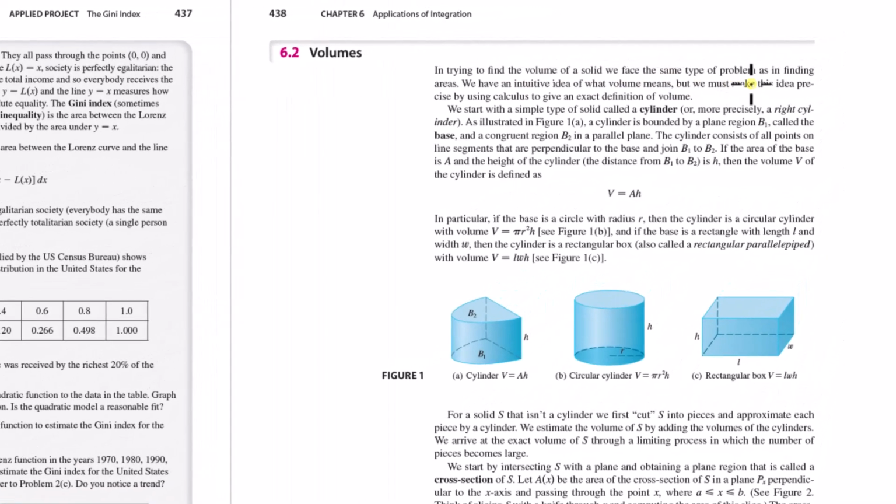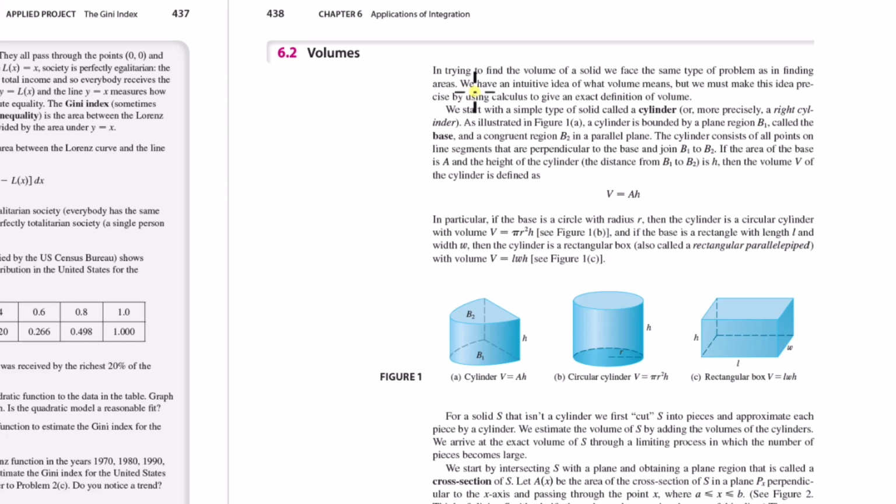All right, so it says, in trying to find the volume of a solid, we face the same type of problem as in finding areas. We have an intuitive idea of what volume means, but we want to make this idea precise by using calculus to give an exact definition of volume.